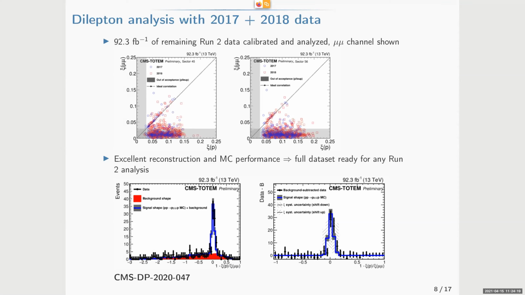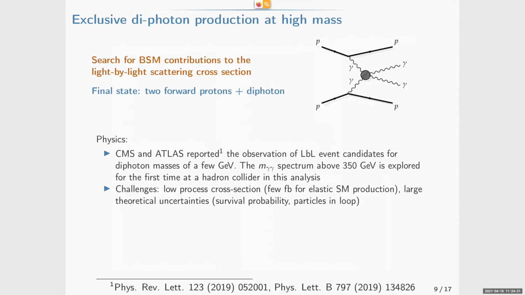That's all for the leptons. Let's have a look at some other channel. This would be about exclusive diphoton production at high mass. This analysis is searching for BSM contribution to the light-by-light scattering cross-section, and the signature is similar, but in this case, it's two forward protons and a diphoton between them, as is shown on the right.